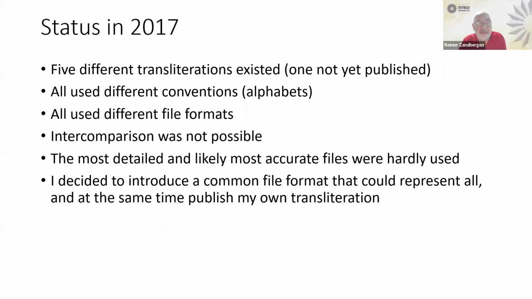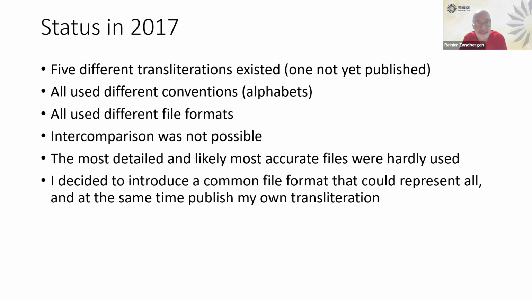So by the year 2017, we had 5 different transliterations of the Voynich manuscript text. One of these was not yet published. This was Landini and mine. And the situation was that all of these 5 transliterations use different conventions. They all use different file formats. It wasn't possible to compare them with each other. And the funny situation was that the most detailed and likely most accurate files, namely Claston's V101 and Landini Zandbergen, were hardly used by anyone.